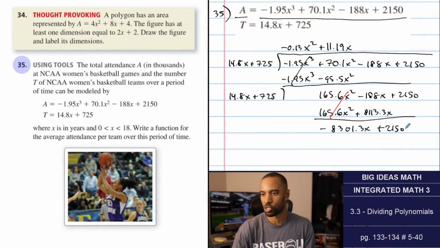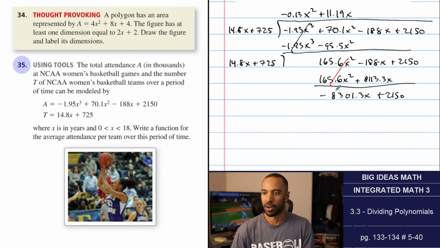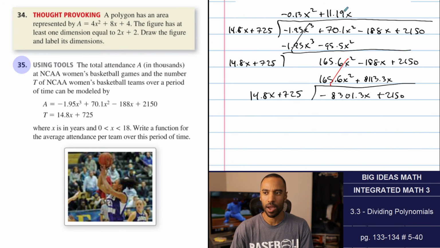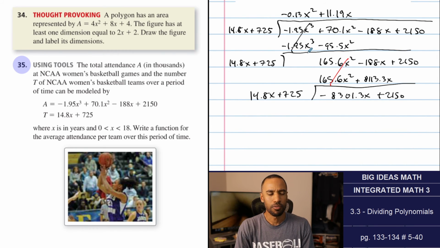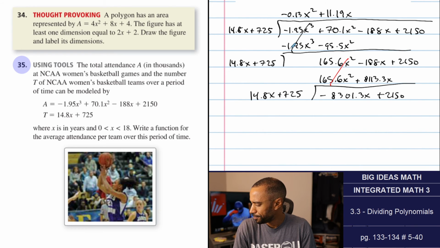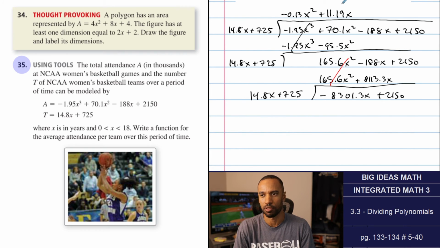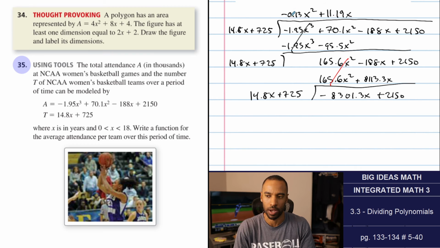So I had to write this over here a little bit because I was running out of room. Boom. So now I got to figure out how many times 14.8 goes into that number. Once again, do another division. But we're writing out our model, right? Our function that models this scenario. Set over 0 to 18. I don't know if I do anything with that. I don't think we do. I think that's just your domain. They're just saying come up with a function. They're using the 0 to 18 to say this is where the function works well.